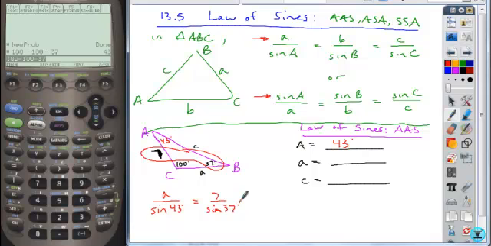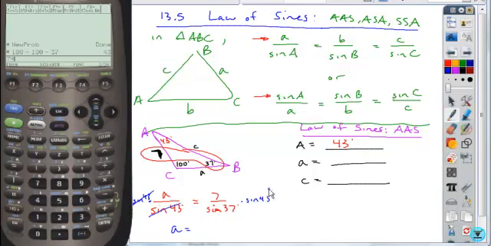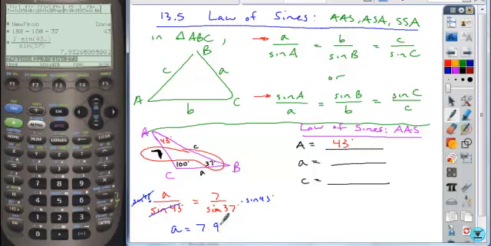All we need to do now to solve for A is multiply both sides by sine of 43. That gets rid of your fraction, leaving A. So we can calculate that: 7 times the sine of 43 divided by the sine of 37. I can hit enter and I get my solution, 7.9.